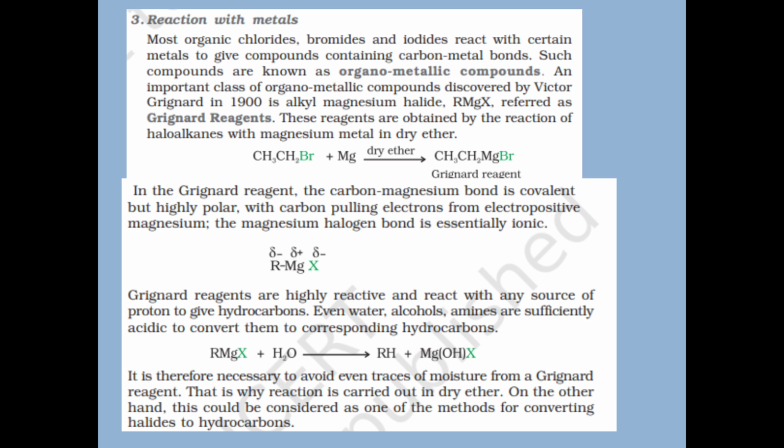Grignard reagents are highly reactive and react with a source of proton to give hydrocarbons. Even water, alcohol and amine are sufficiently acidic to convert RMgX to RH and magnesium hydroxide.